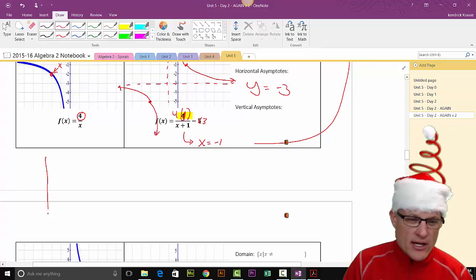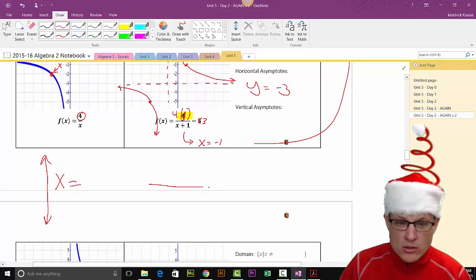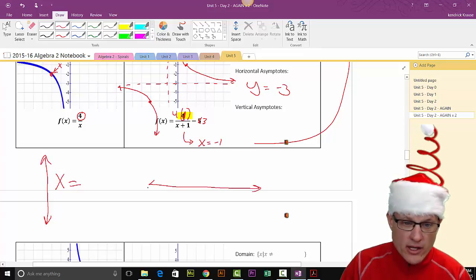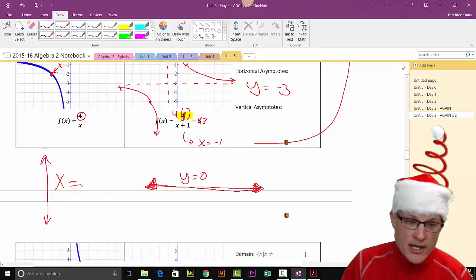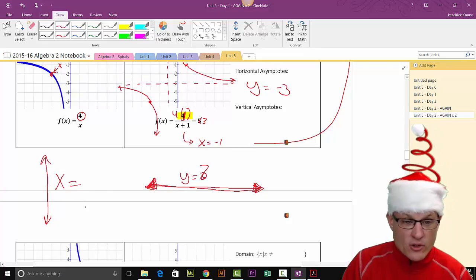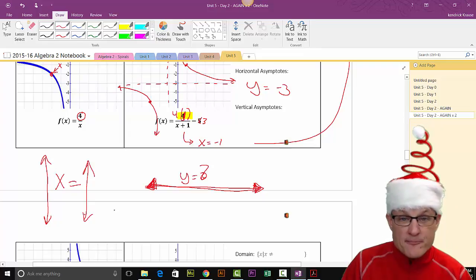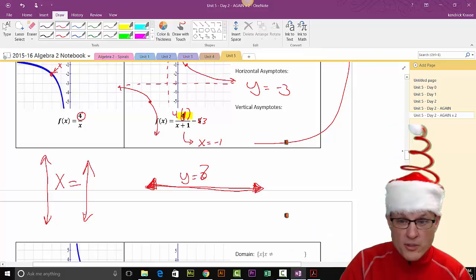Don't touch my asymptote. By the way, you got to get a really good handle on your horizontal versus vertical lines. Remember, vertical lines are up and down, and those are x equals lines. And horizontal lines are y equals lines. So horizontal lines are lying flat on their back. Those are horizontal lines. And vertical lines, whatever this is, it doesn't have to be zero. Our vertical lines are straight up and down. Okay? Don't forget that. X equals lines go up and down.